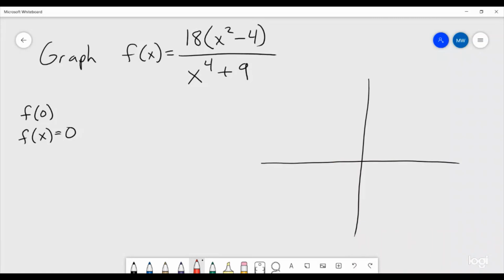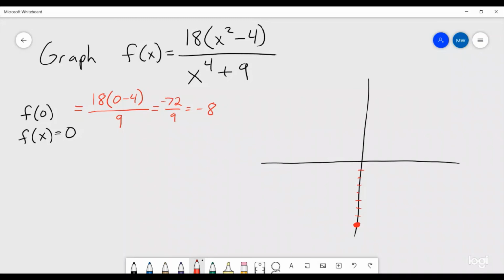So f of 0, let's evaluate what that is. That's going to be 18 times 0 minus 4 divided by 9. So this is 18 times 0 minus 4, that is negative 4, over 9. Negative 4 over 9, this is negative 4 over 9. That means down here, 1, 2, 3, 4, 5, 6, 7, 8. It passes through that point. So that is one piece that we can use to help us figure out this graph.